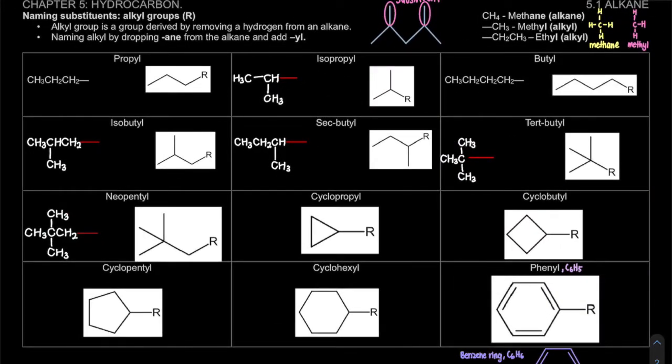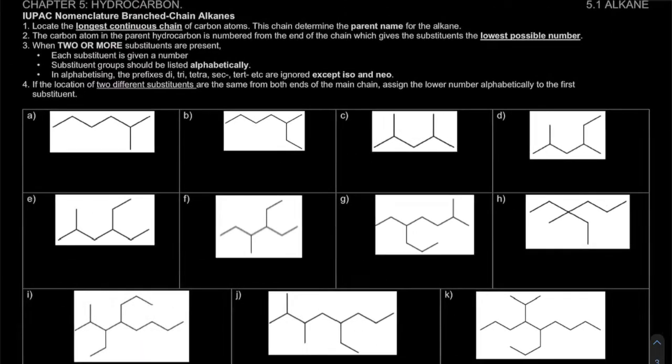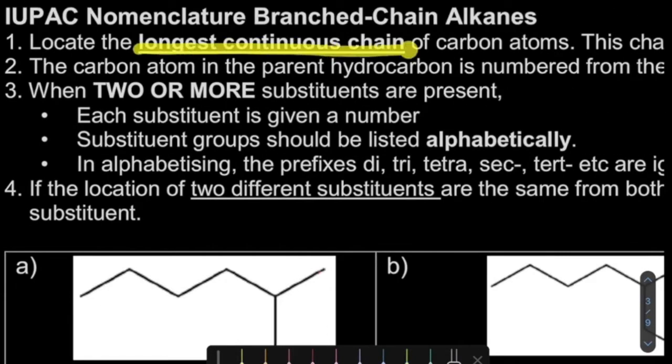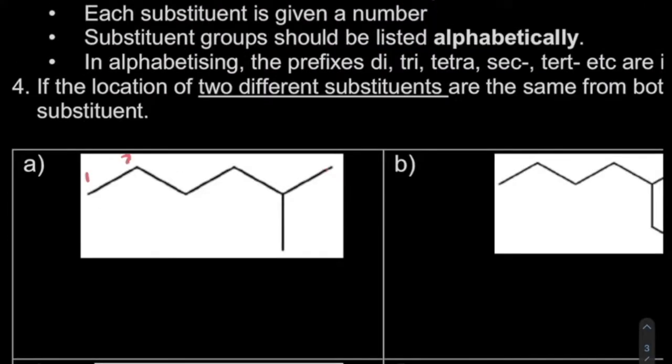It's quite a lot, but it's okay. So now let's look at the examples itself, and along the way we will look at the rules. Number 1, look at the longest continuous chain. When I count, the longest continuous chain is 6, be it to the right-hand side or downwards, still 6 carbons. So the parent name, or the longest continuous chain, is hexane.